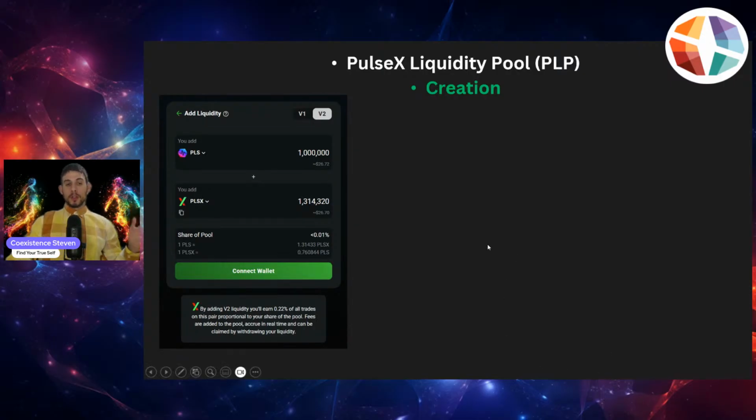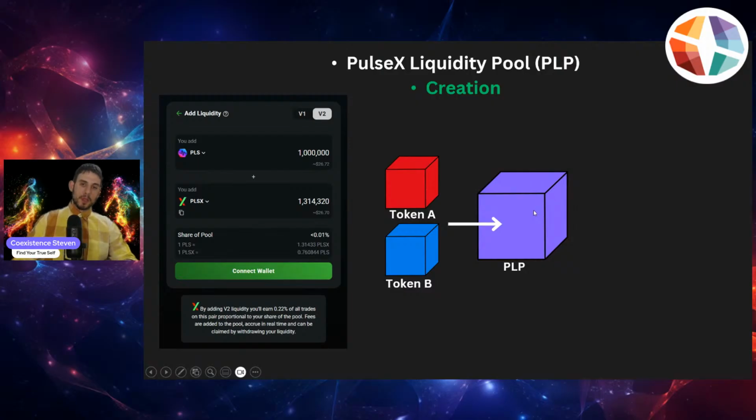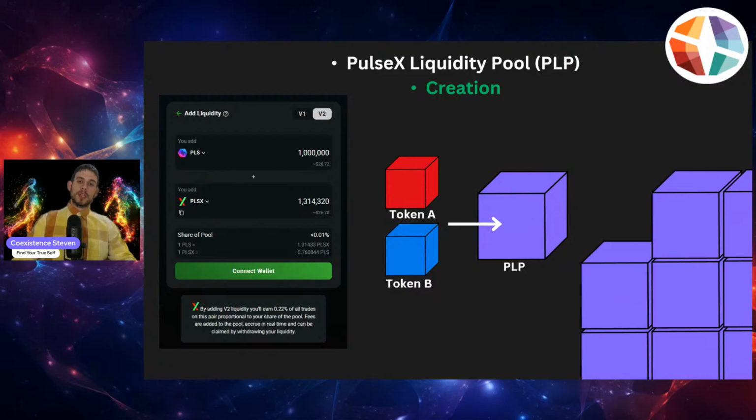So first, the context. A PulseX liquidity pool, a PLP. When you put two tokens together on PulseX, for example token A and token B, in this instance PulseChain and PulseX, it creates a PLP. A PLP is a representation of the total liquidity pool, and whatever the size of your PLP is represents the percentage of your holding in that liquidity pool.